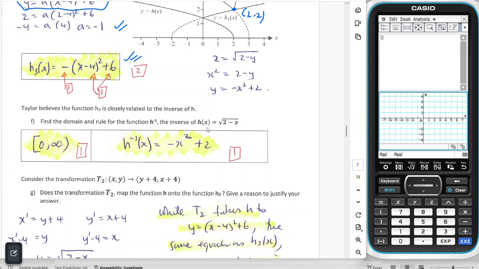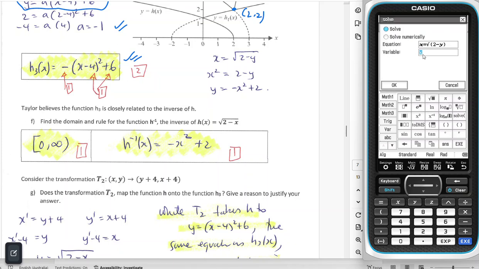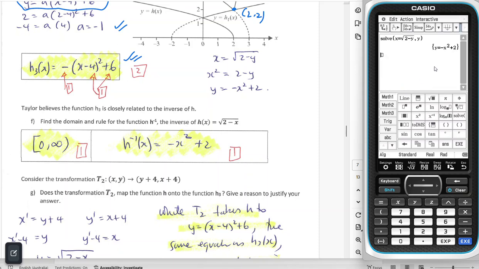Find the domain of the inverse function of root 2 minus x. So y equals the square root of 2 minus x, but I'm going to make it 2 minus y and make that equal to x. So I'm doing the inverse, replace x with y. I'll select that interactive advanced solve to make it y equals, and there is my inverse, minus x squared plus 2. And of course, the range of this was 0 to infinity, so the domain is going to be 0 to infinity.